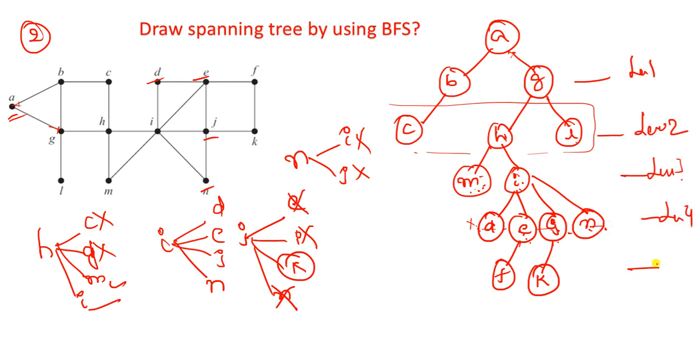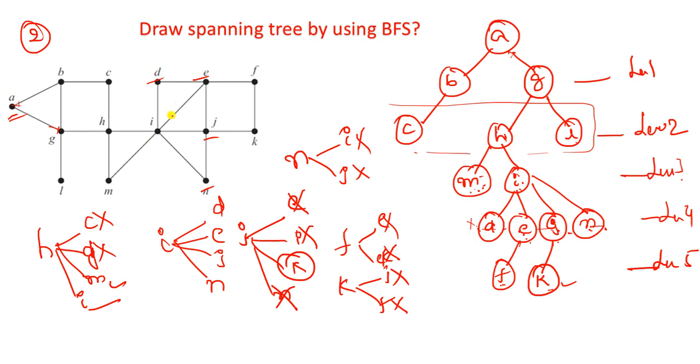Now come to level 5. What are the elements we have? F and K. For F we have E and K. E and K are both visited, so there are no other elements for F. And what about K? K has J and F. J is visited, F is visited, so no other elements for K either. So we should stop here, right? There are no other vertices pending in the graph.